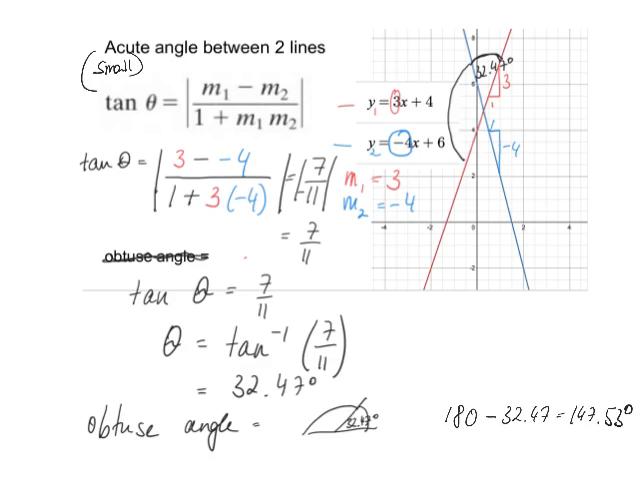So we can write that here, 147.53 degrees. Yeah. So if you calculate the acute angle, this would be the small angle, and the obtuse angle is the big angle, this one, bigger than 90 degrees.